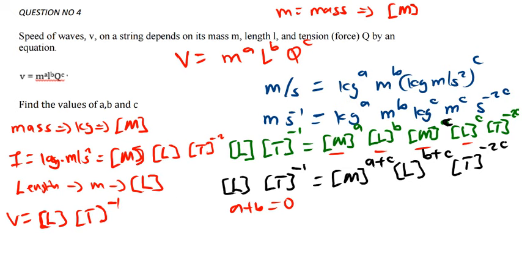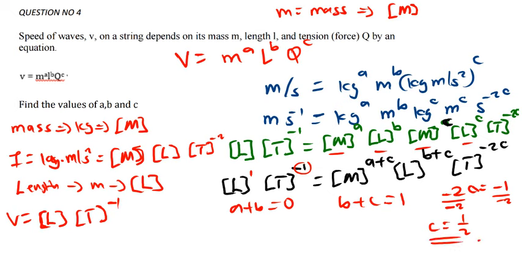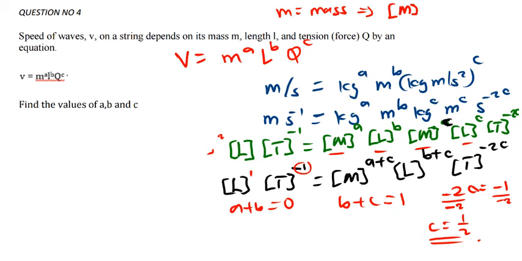Then for length, we have b plus c. Here we have to the power 1. So it's going to be b plus c is equal to 1. For t, I have negative 2c equal to negative 1. So I can start finding c. I divide both sides by negative 2. So c will be equal to 1 over 2. After finding c, I can go to the second part. I can clearly say that b plus c is equal to 1. I have the value of c. b plus half is equal to 1. So b will be 1 minus half.